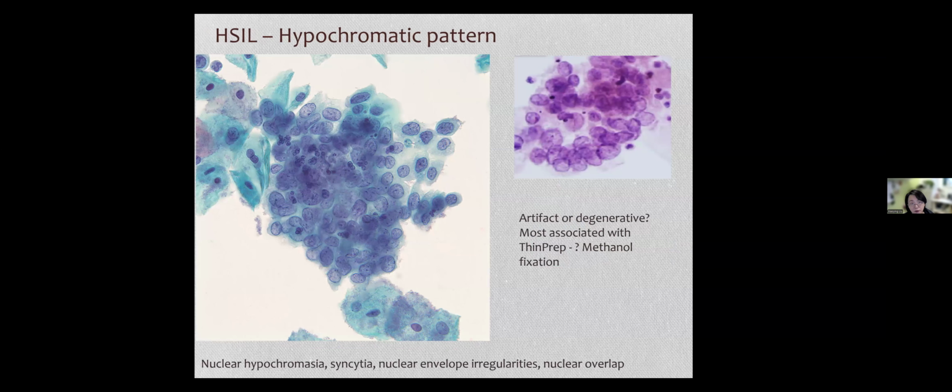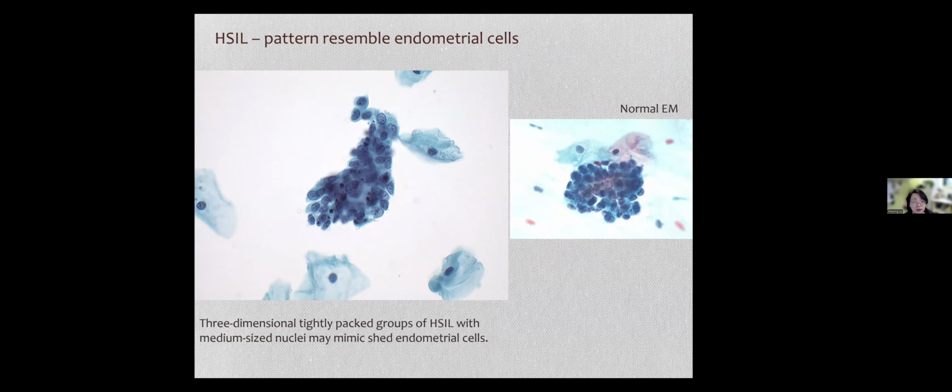Again, as I mentioned before, for some reason the LBP, especially ThinPrep, can make the nuclei look really hypochromatic, maybe because of the methanol fixation. But the other features, irregular nuclear contour and nuclear grooves, can help you nail it down as HSIL.